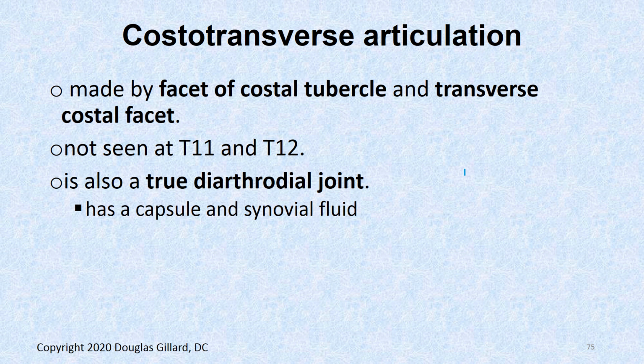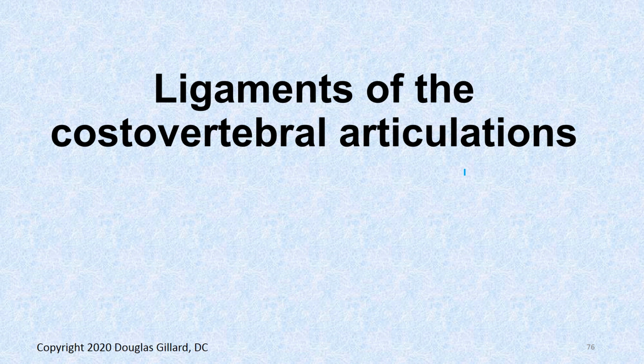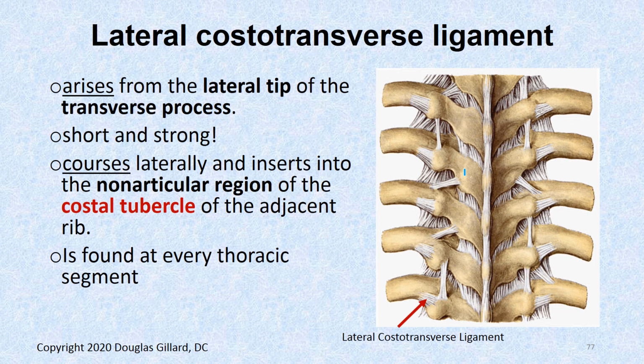Now the costotransverse articulations are made by, as I just said, the facet on the costal tubercle and the transverse costal facet. These are not seen for sure at T11 and T12. These are also true diarthrodial joints. They have a capsule, they have synovial fluid, they're the real deal. They have a synovial fold, just like everything else. All right, almost done. So let's do some ligaments now. And these are not a lot of fun, I don't think. It gets confusing, but I'll try to make it as painless as possible.